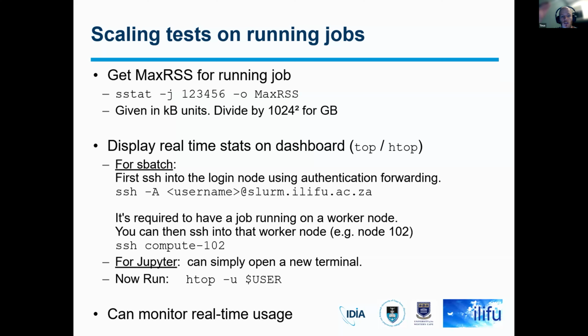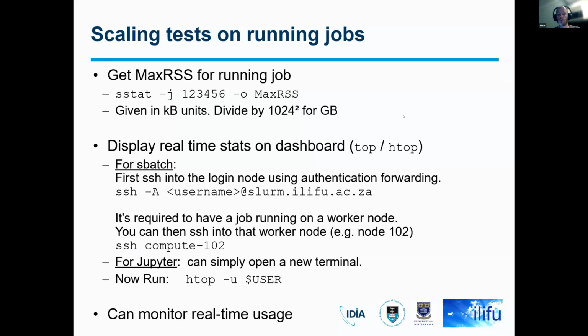So for sbatch, when you SSH into the cluster, just remember to use -A, because this makes it possible to forward your authentication. And then you can SSH directly into the computing node where one of your jobs is running, just using SSH and then the computing node. With Jupyter, you can do something similar by just opening a new terminal.